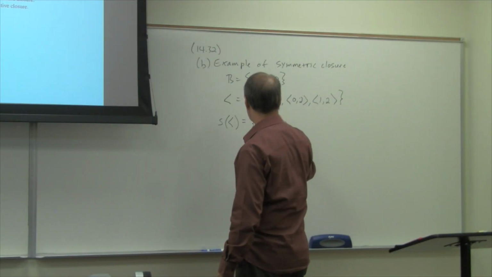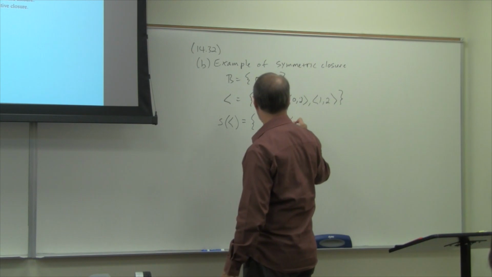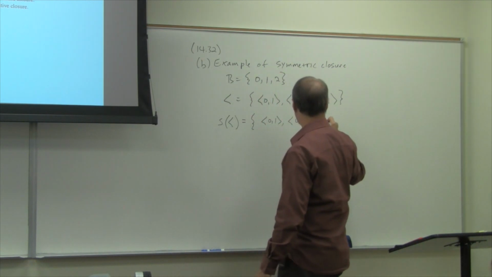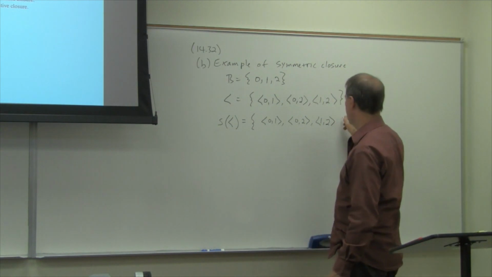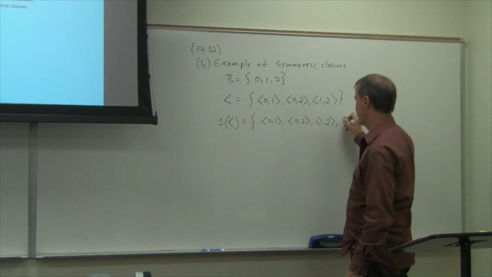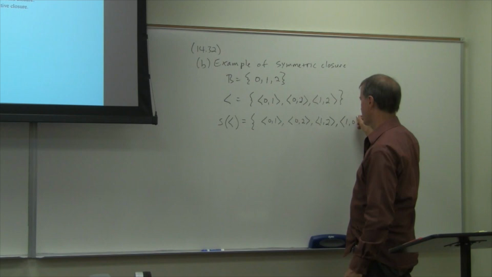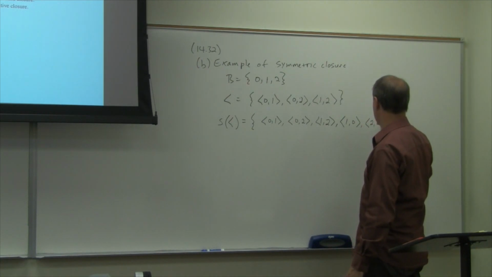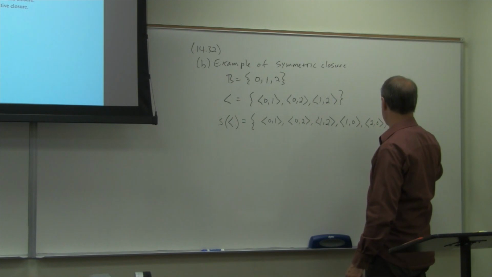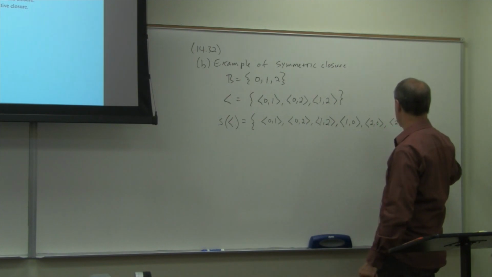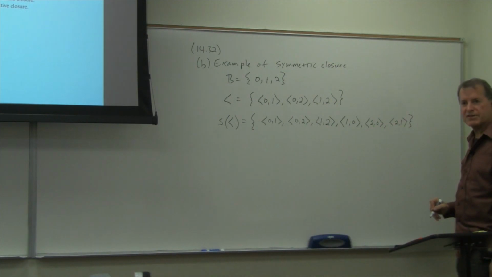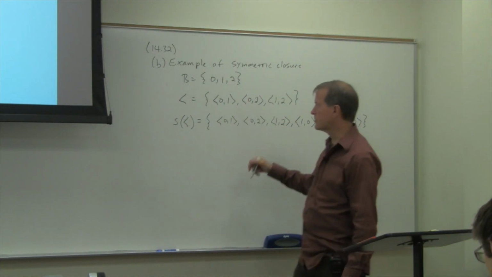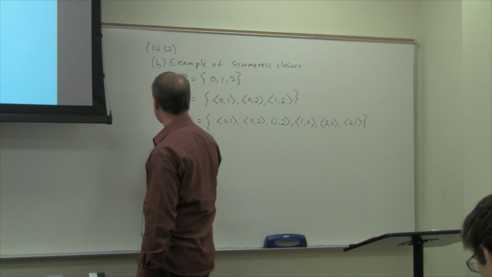You always have to start off with your original: 0, 1, 0, 2, 1, 2. And then you've got to have 1, 0, 2, 0, and 2, 1. Does everybody see how that works? I think there are some exercises for you to do, some closures, next time.